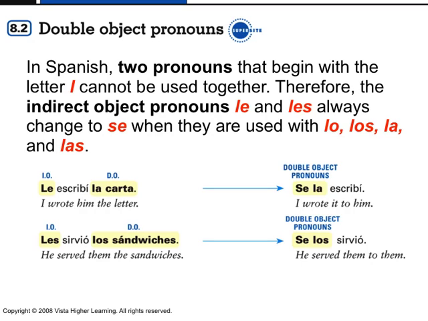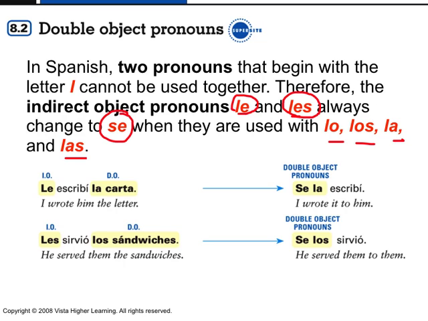Now let's take a look when the people who receive the action of the verb indirectly are third person. In other words, le or les. Well, here's the Spanish phenomenon. Whenever le or les are next to lo, los, la, or las, they change to a se. That is, the le or the les will change to a se. This is a Spanish phenomenon, clase.